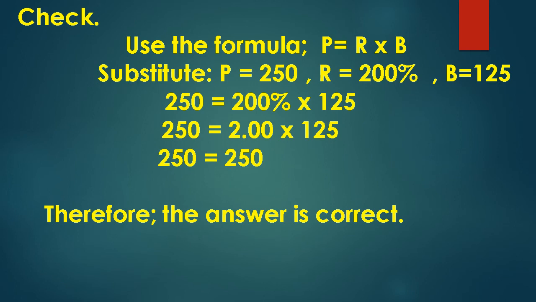We are going to check. Use the formula again. P is equal to rate times B. Substitute. P is equal to 250, R is equal to 200%, B is equal to 125. So 250 is equal to 200% times 125. 200% changed to decimal becomes 2 times 125. So the answer is 250. So the equation is equal. Therefore, the answer is correct.